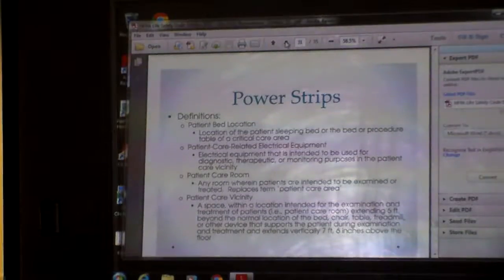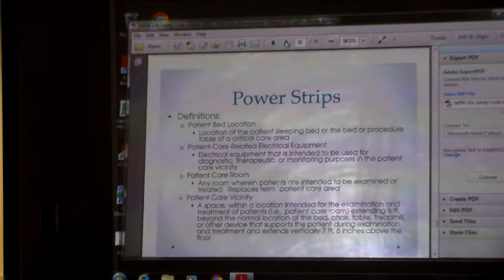A patient bed location is defined as a location of the patient's sleeping bed or the bed or procedure table of a critical care area. Patient care related electrical equipment is electrical equipment that is intended to be used for diagnostic, therapeutic, or monitoring purposes in the patient care vicinity. And a patient care room is a room wherein patients are intended to be examined or treated.